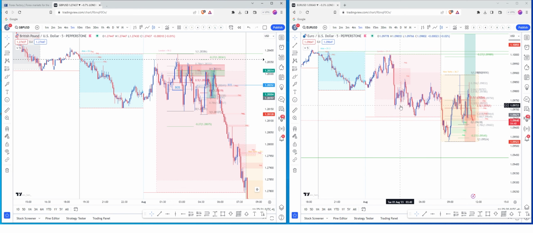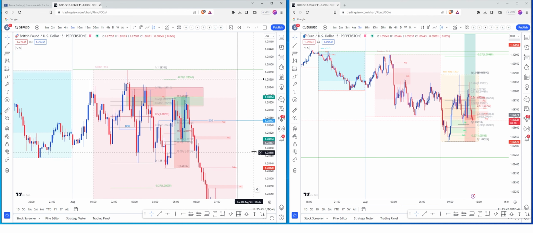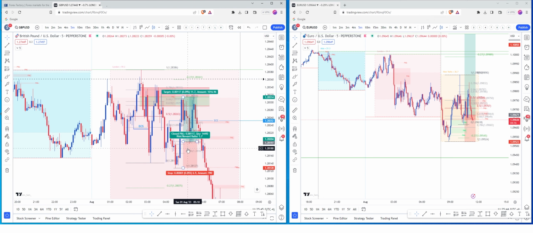For example, if euro gave me the setup for a long and pound gave me the setup for a long here, I would have taken the long on the pound because it was already closing back into the Asia range. Whereas any setup from the euro, we were outside the Asia range, so we weren't displacing back inside the previous session's range. We were already underneath it. So a long position was certainly more worthwhile for the pound.